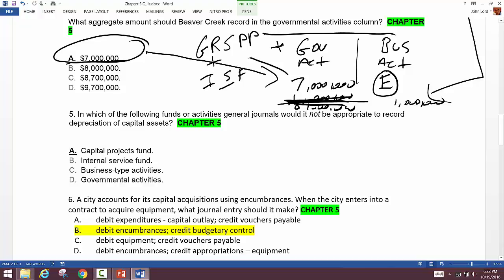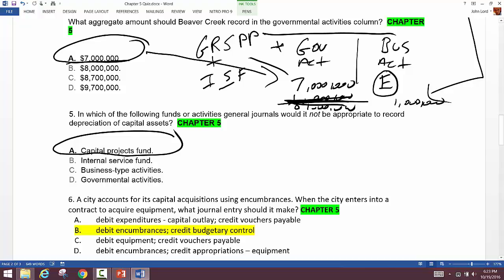Okay, good. Let's take a look at in which of the following funds or activities would it not be appropriate to report depreciation? What? Capital project fund uses modified accrual accounting. We don't have depreciation there. Internal service fund, full accrual. Business type activities, full accrual. Governmental activities, full accrual, right?